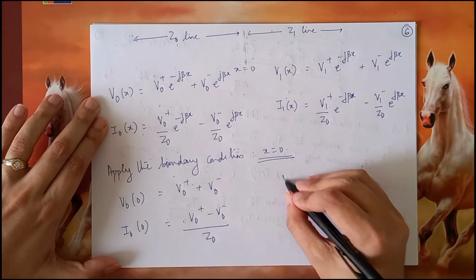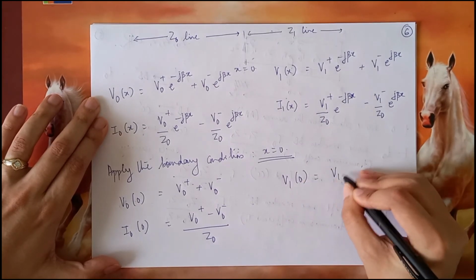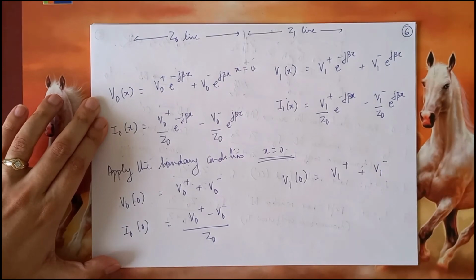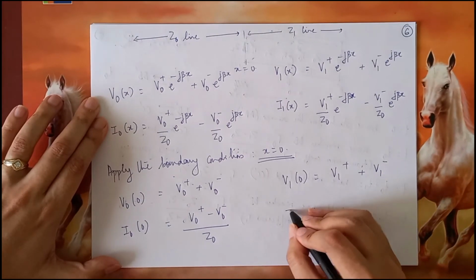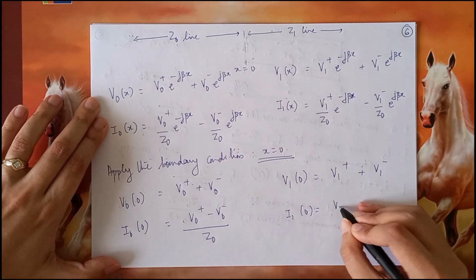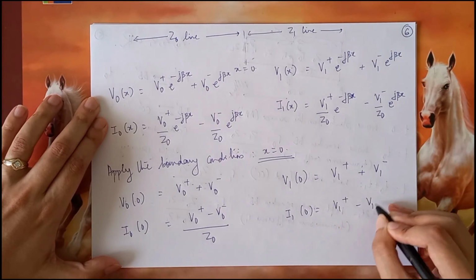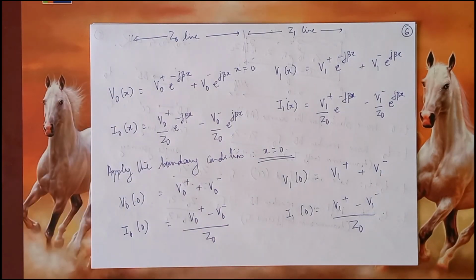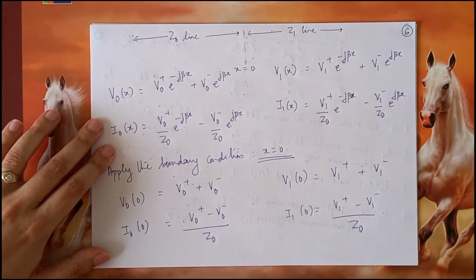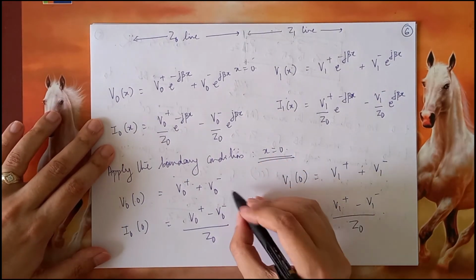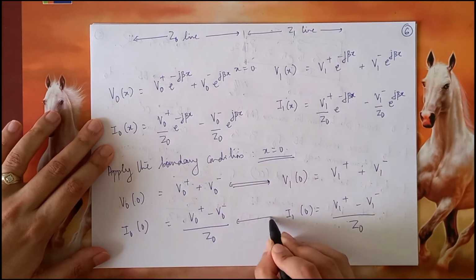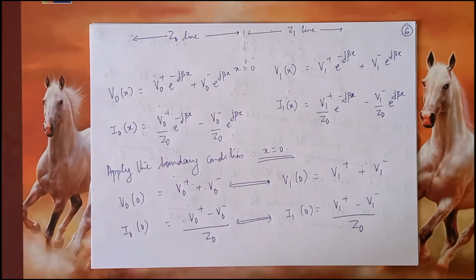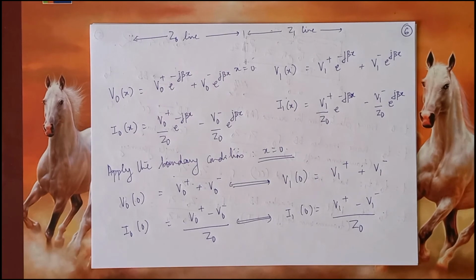Likewise, in the Z1 line, V1 of 0 will be V1 plus V1 minus. And I1 of 0 will be V1 plus minus V1 minus by Z0. So therefore, at the boundary, only at this point, these two should be equal and these two should be equal, because we are talking of a single point. The voltages on either side should be the same and the currents on either side should also be the same. This is the boundary condition.